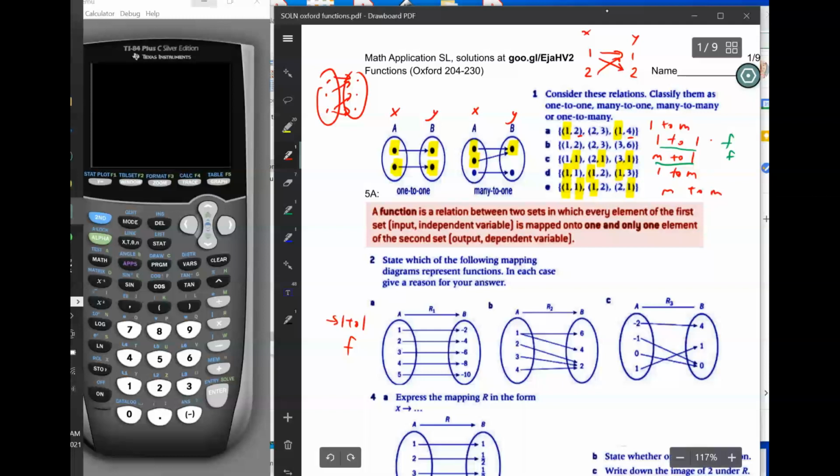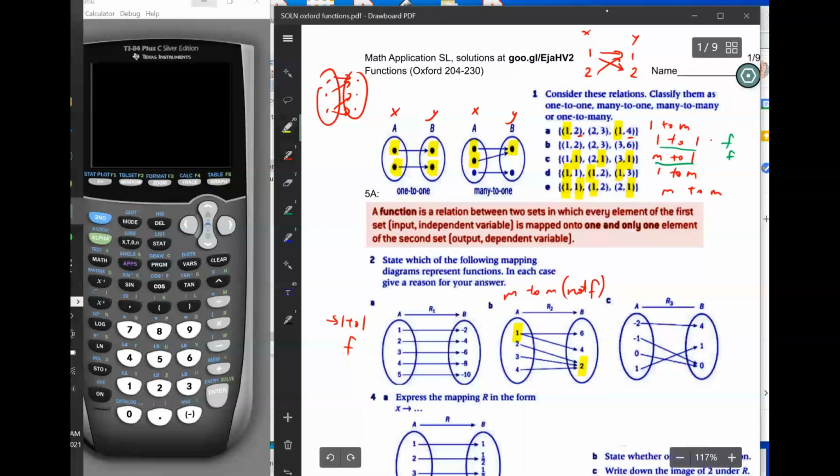In the case of B, do I have repetition? Yes, I have a 1 to 6 and a 1 to 4, so 1 is repeated here. And then I have 2, 3, and 4 all mapping to 2, so there's a repetition there. So this is a many to many. And remember, many to manys are not functions. Okay? What about the next one?